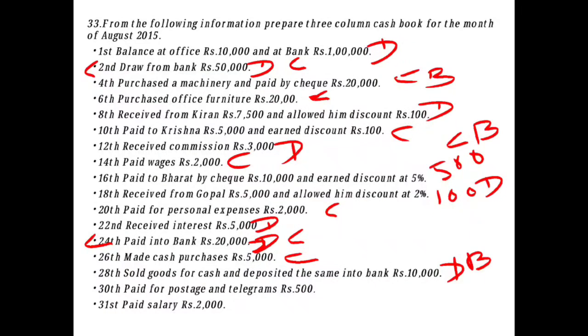Paid for postage and telegrams rupees 500, which you have to record credit side with a cash column. Okay, then paid salary, again payment, credit side you should record to the cash column. I hope you are clear with it. If you have any doubt, definitely you can get it clarified.